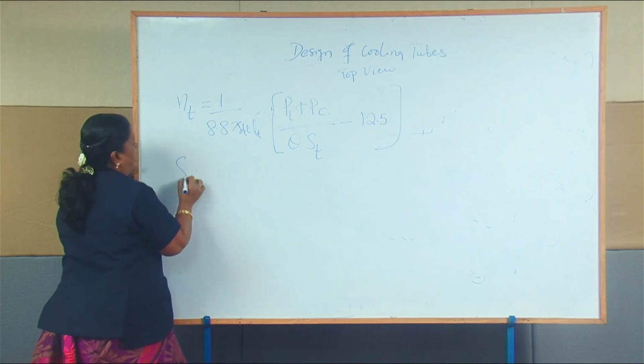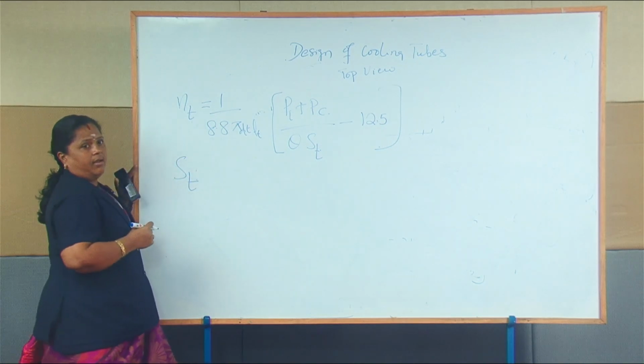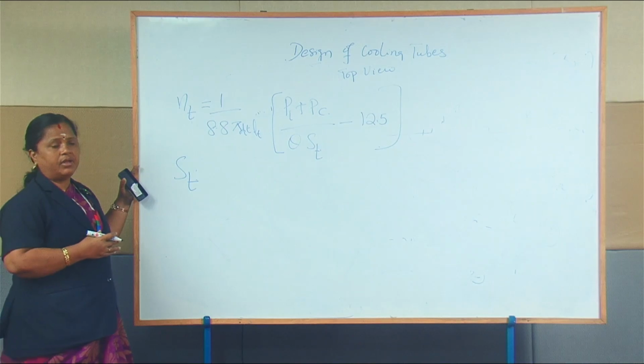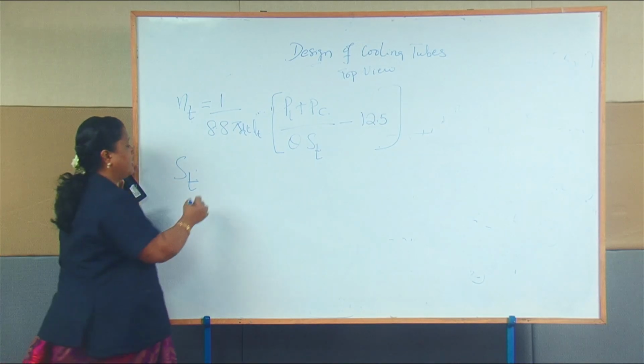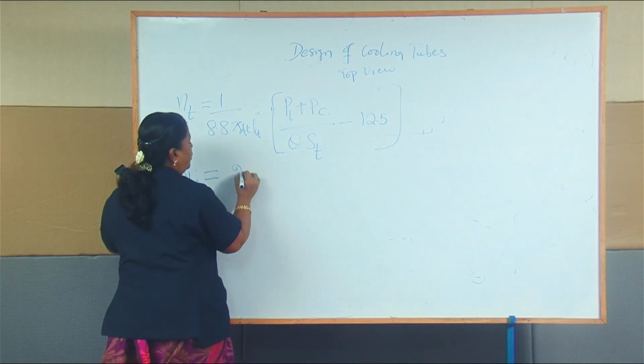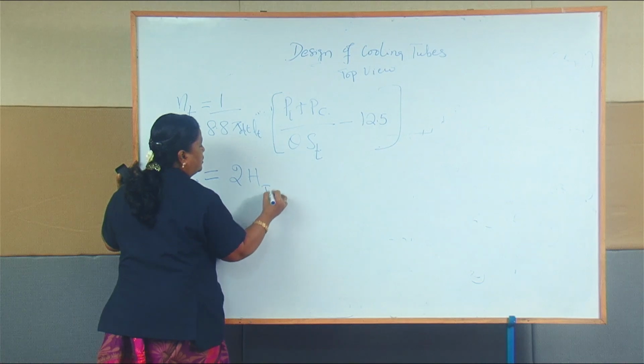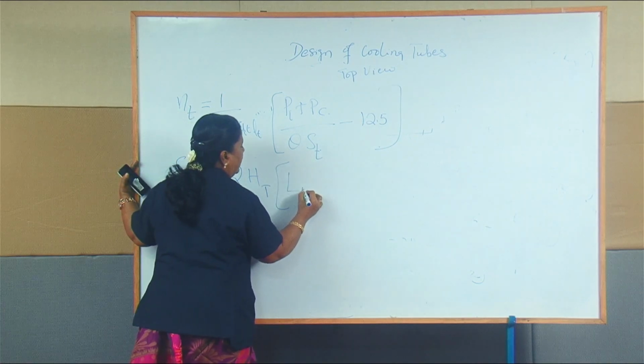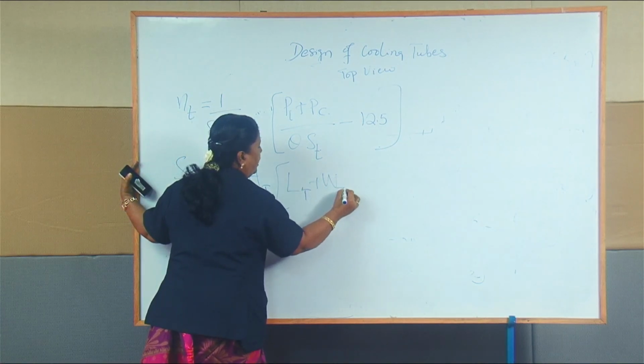Next, if the tank dimensions are given, how will you calculate the surface area of the tank? Surface area of the tank is equal to 2 into HT in bracket LT plus WT.